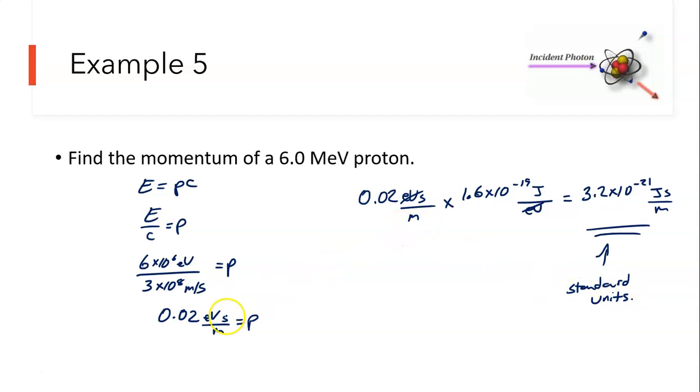Again, 0.02 electron volt seconds per meter is a little bit more manageable to handle than this 3.2 times 10 to the negative 21. And that's one of the reasons why a lot of times people use the non-standard electron volts for many of these things.